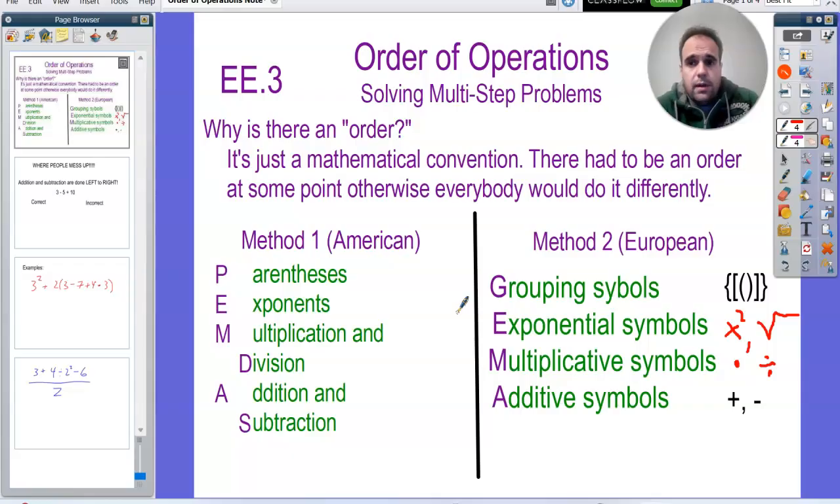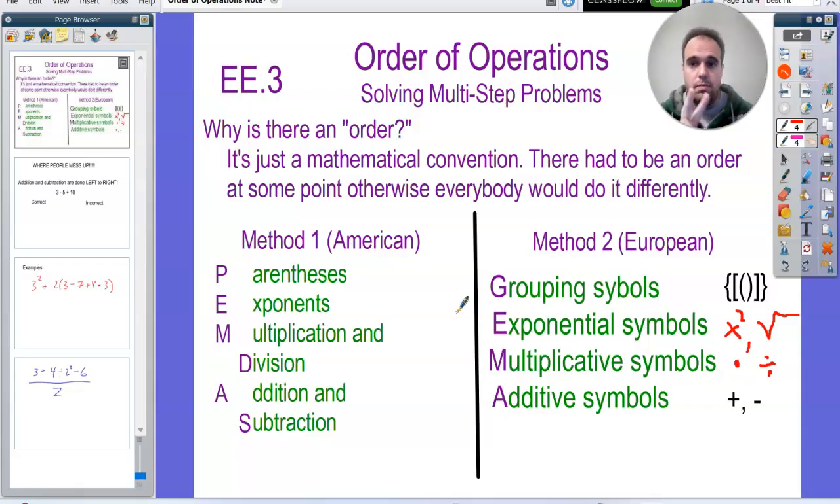So, first thing to talk about is why is there an order? And the answer is because there has to be. Because at some point they decided that there had to be a way to do it, so we're all talking the same language, and so this was what was decided. It also happens to be that it's in orders of magnitude, so like parentheses have a bigger effect on a problem than exponents do, which in turn have a bigger effect than multiplication division, which in turn have a bigger effect than addition subtraction. But that's probably why they did it in the first place.